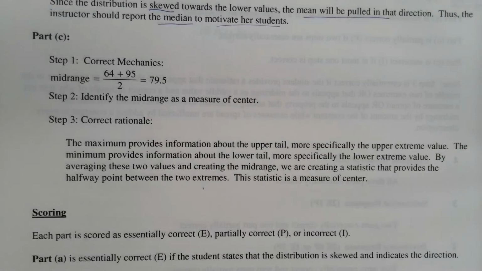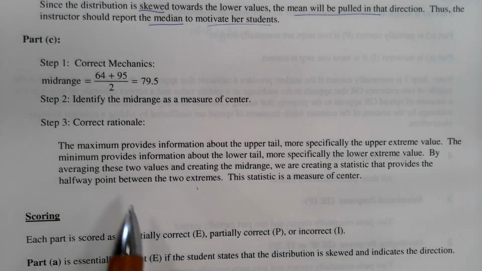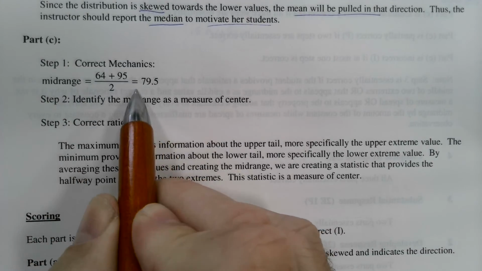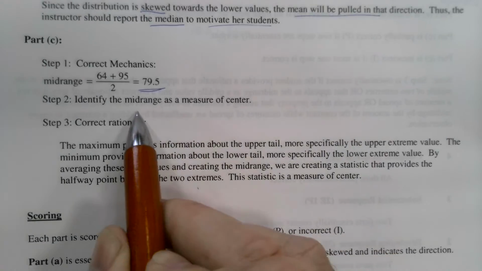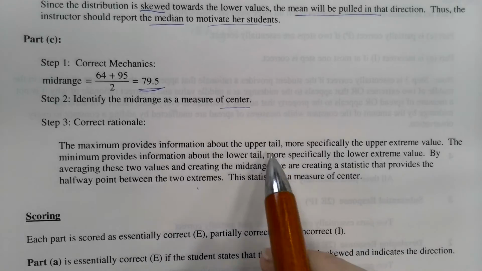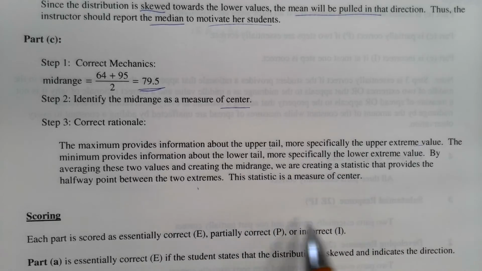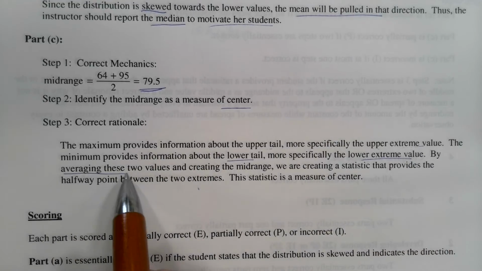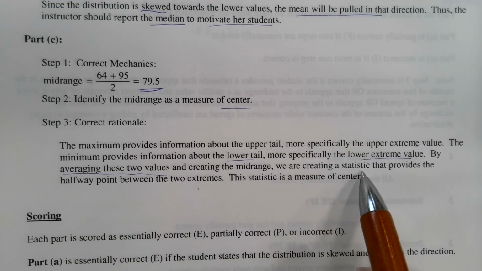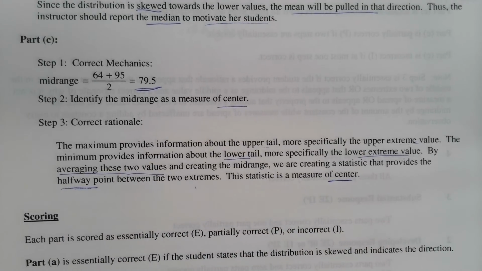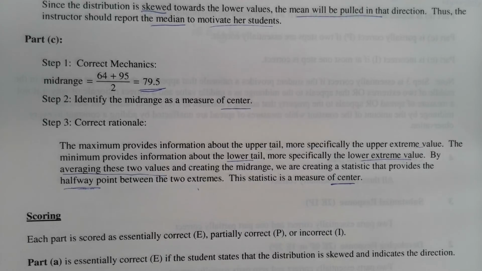Let's see what they said. So same idea, yep. Here's your number, 64 plus 95 divided by 2, you get 79.5. And then they said this is the center. So why? Well, same thing that we said. You've got the upper tail, the upper extreme, and the lower tail is the lower extreme. And by averaging those two values, you create something that is halfway, which is a center, right? So just some kind of explanation why that makes sense that it's a center, and that's good enough.